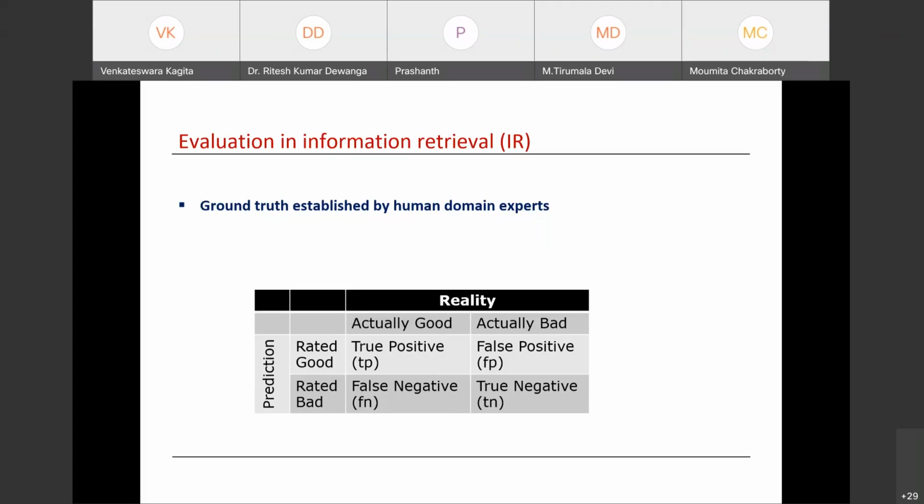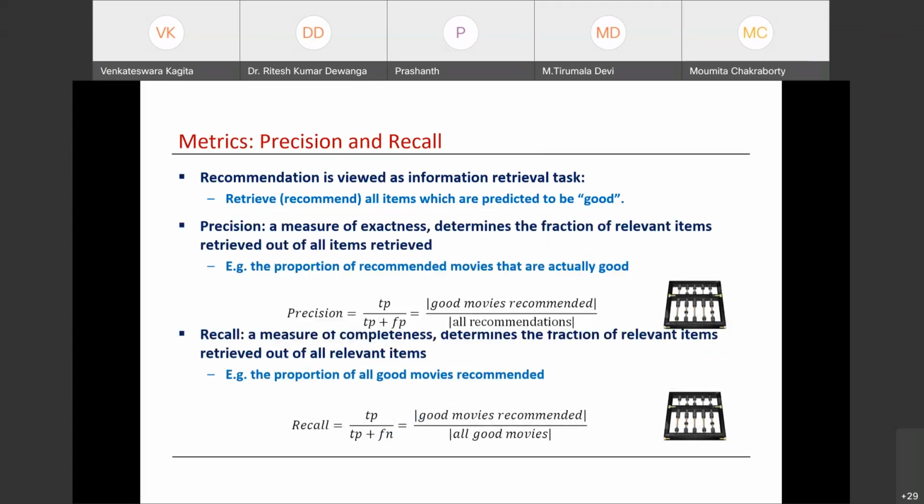So we can get precision. These are all the recommended items, the prediction items, and these are all the good items. So whether there is an intersection between them or not. Whether what is recommended is good or not. You can compute the precision by true positive divided by true positive plus false positive. It means good movies recommended divided by all recommendations.